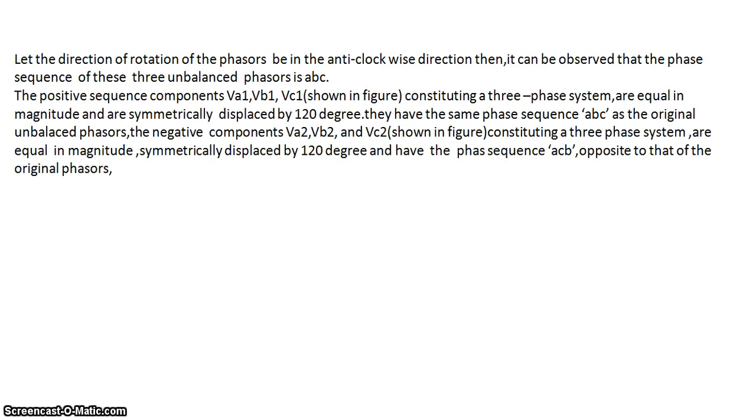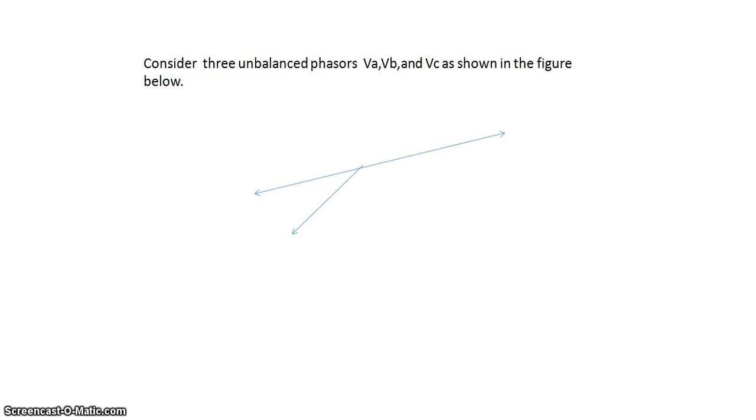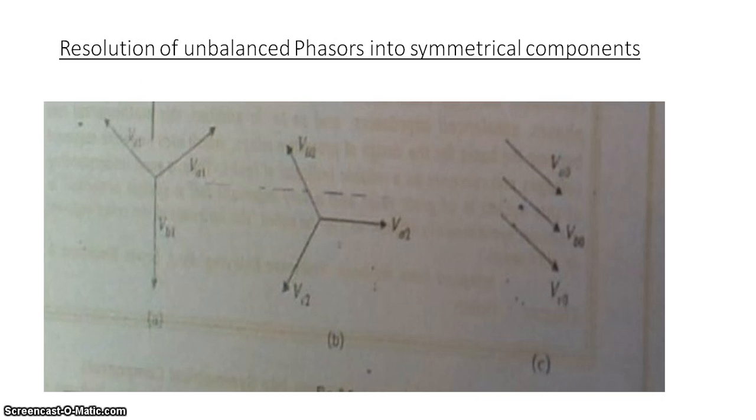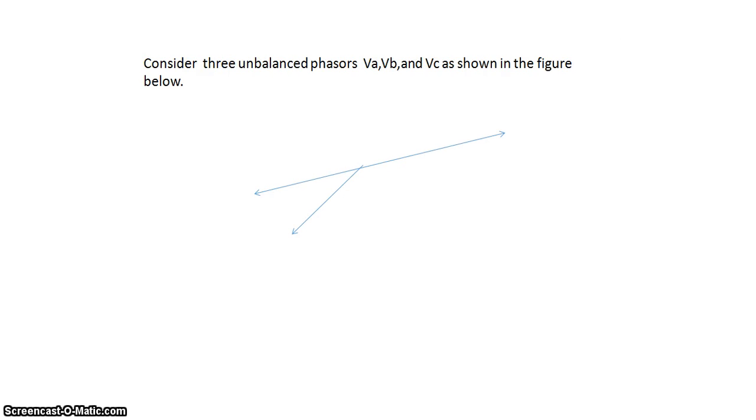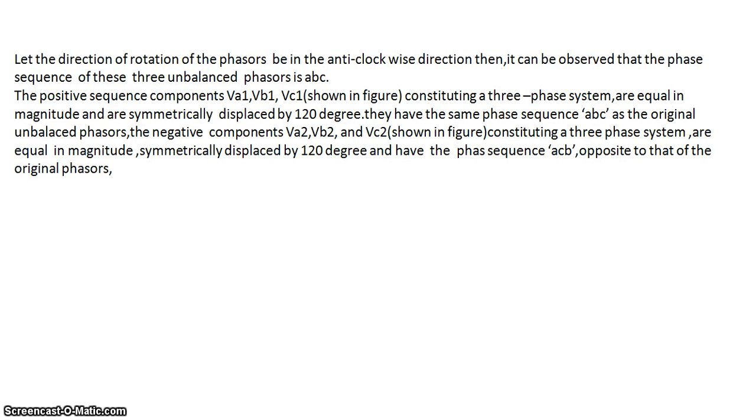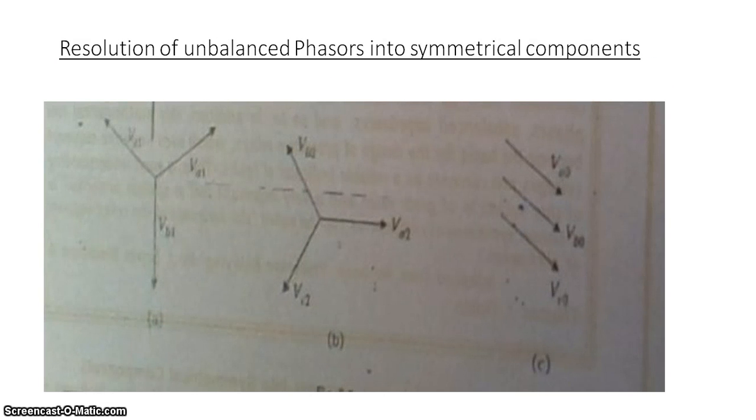Consider three balanced phasors VA, VB and VC as shown in the figure. Let the direction of rotation of the phasors be anti-clockwise. Then it can be observed that the phase sequence of these three phasors is ABC. The positive sequence components VA1, VB1 and VC1, as shown in figure 3.2a, constituting a three-phase system, are equal in magnitude and are symmetrically displaced by 120 degrees. They have the same phase sequence ABC as the original phasors.